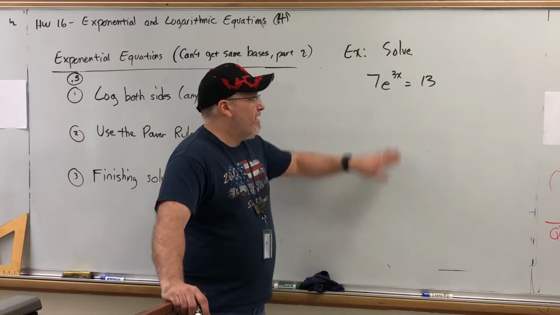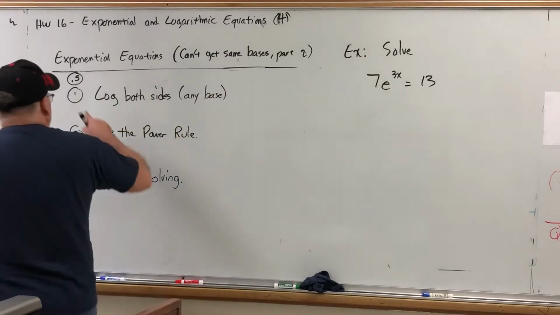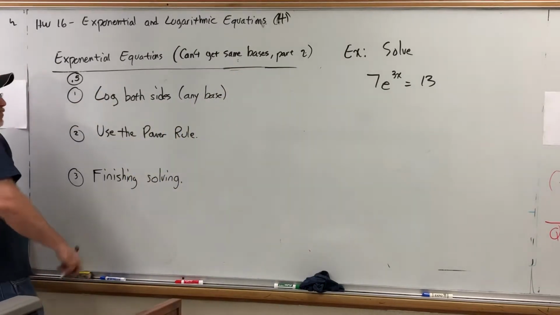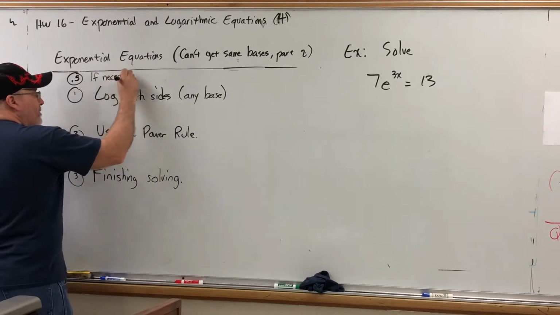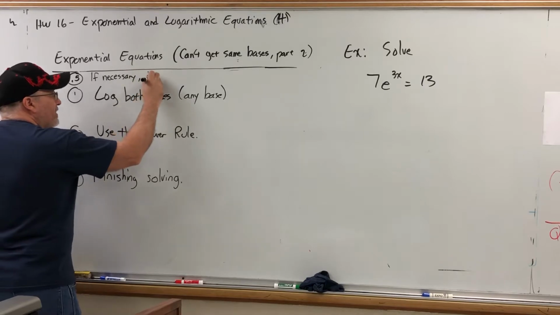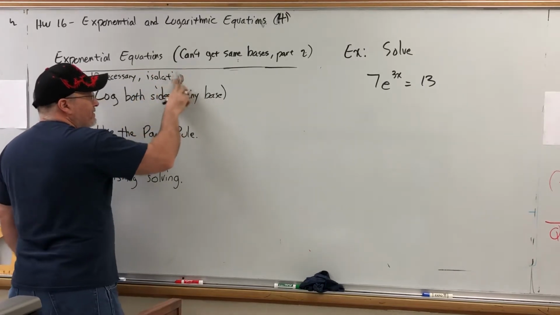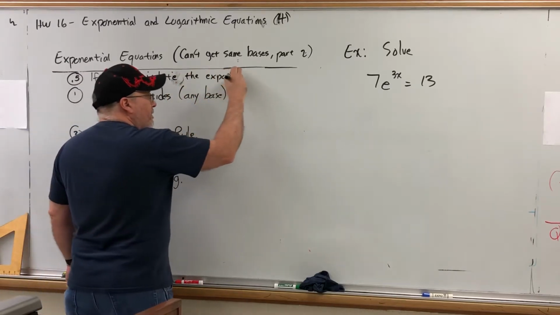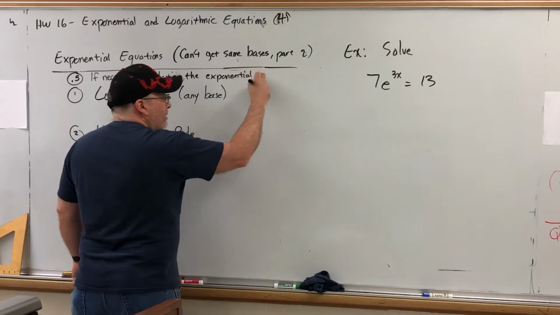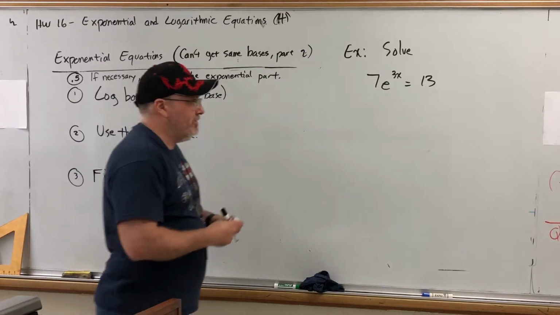In order to do that, we have to isolate the part with the exponent first. And that's what the first step should have been, so we'll call it step 0.5. If necessary, isolate the exponential part. In other words, find the piece that has the exponent and isolate it.